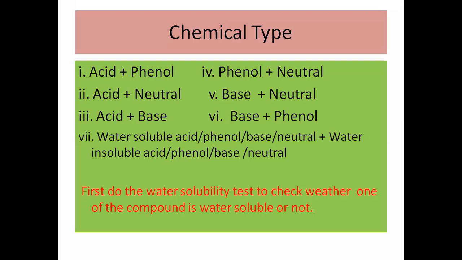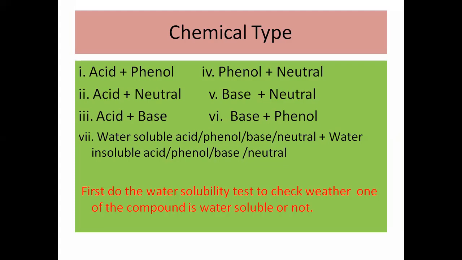The first, when they will give you the mixture, a solid-solid mixture, then you have to find out the type, whether it is acid, phenol, base. So there are combinations, chemical types, like acid plus phenol, then acid plus neutral, which are the possible combinations.